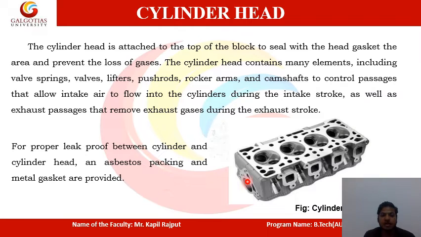Now you can see the cylinder head is there. The cylinder head is attached to the top of the block and sealed with the head gasket to prevent the loss of gases. The cylinder head contains many elements including valves, valve springs, lifters, push rods, rocker arms and the camshaft to control passages that allow intake air to flow into the cylinder during the intake stroke, as well as exhaust passages that remove exhaust gas during the exhaust stroke. For a proper leak-proof joint between the cylinder and cylinder head, an asbestos packing and metal gaskets are provided.